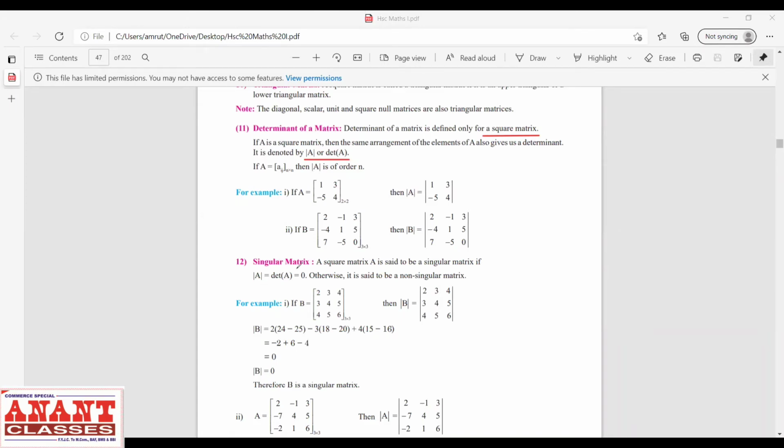Singular matrix. If a square matrix A is said to be singular if determinant of A is equal to 0. Otherwise it is said to be non-singular. मतलब अगर स्क्वायर मैट्रिक्स A का डिटरमिनेंट का वैल्यू 0 आता है तो वो सिंगुलर मैट्रिक्स होगा. If you get any other value other than 0, it will be called as non-singular.